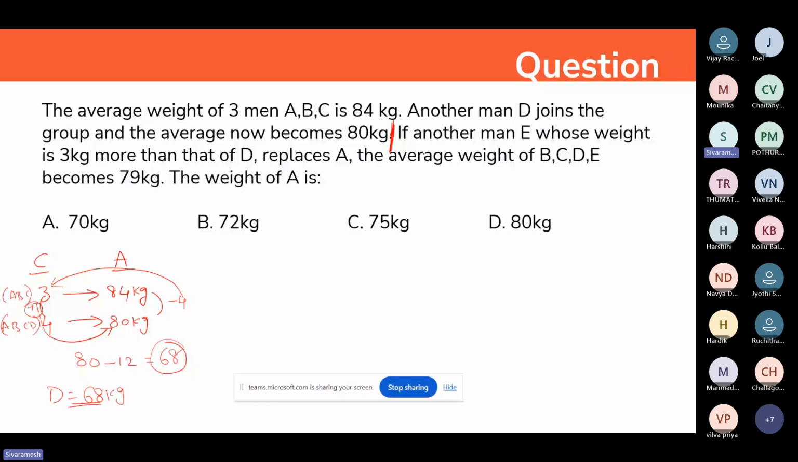Now I got to know that D weight is 68 kgs. Next we'll continue the question. Another man E whose weight is 3 kgs more than that of D. Already we know D weight is 68. Now another man E joins, and E weight is 3 kgs more than D. So I can say that E weight is 71 kgs. Now we know D weight and E weight.